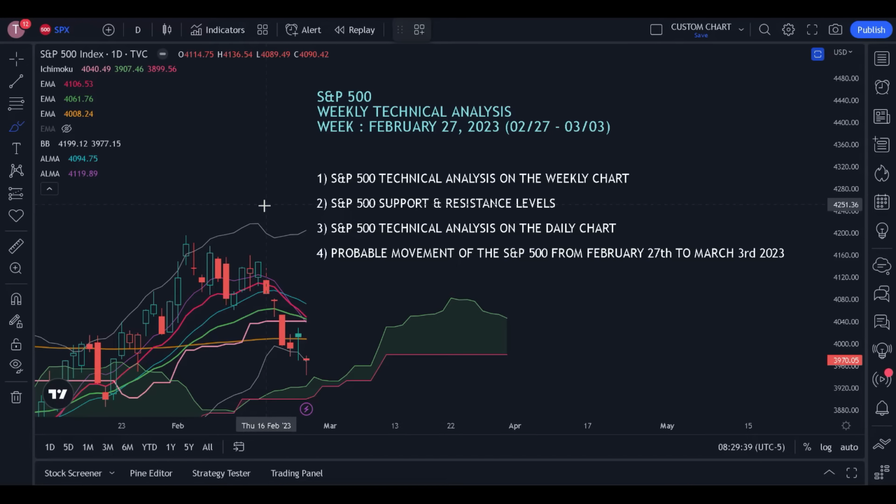Now guys, let's discuss the agenda of this S&P 500 technical analysis. The first point of the agenda is the S&P 500 technical analysis on the weekly chart. Remember, this is the weekly technical analysis for the entire week, that is the week of February 27th. So first we are going to analyze the S&P 500 on the weekly chart.